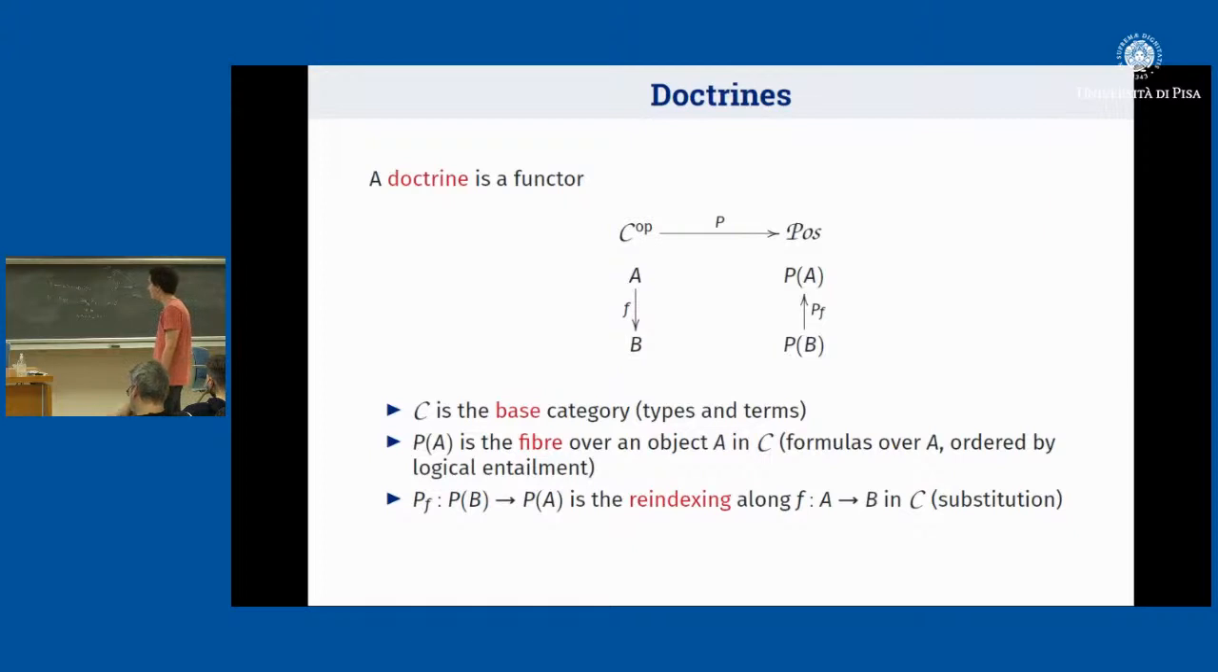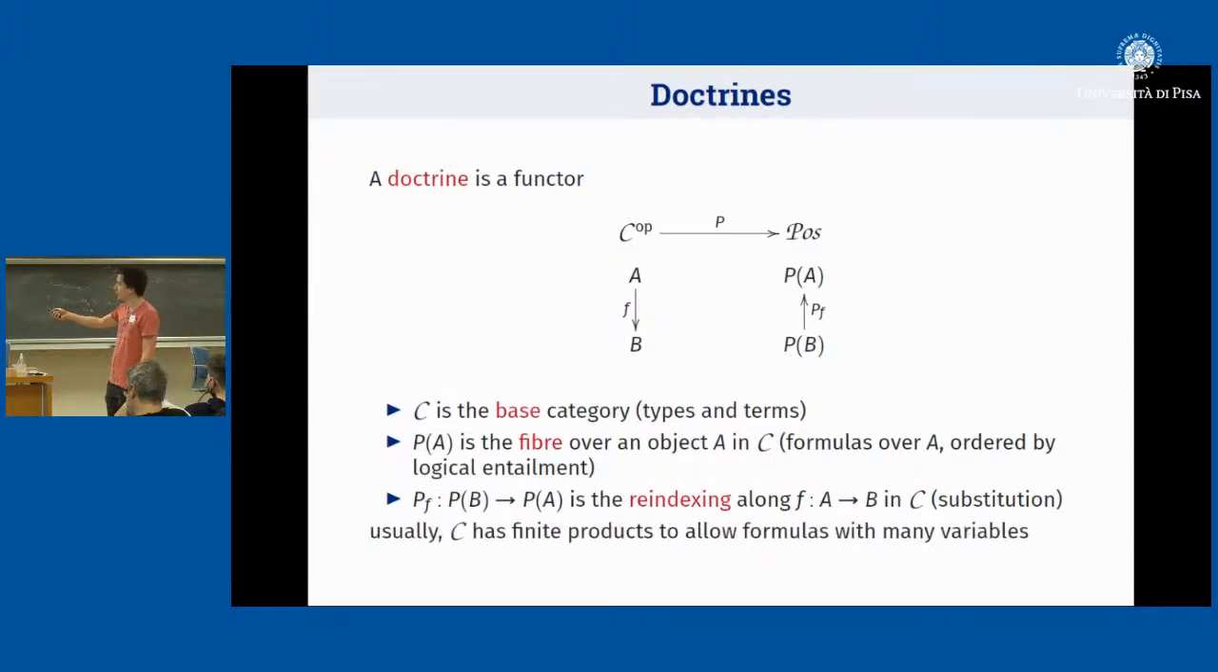And one usually requires the base category to have finite products in order to allow for many variables.